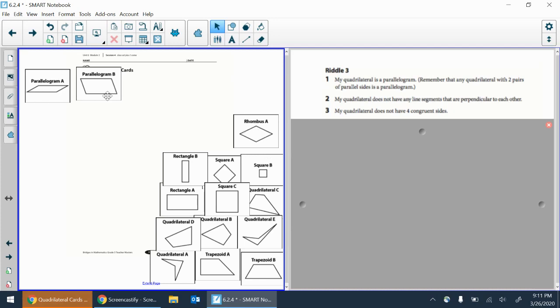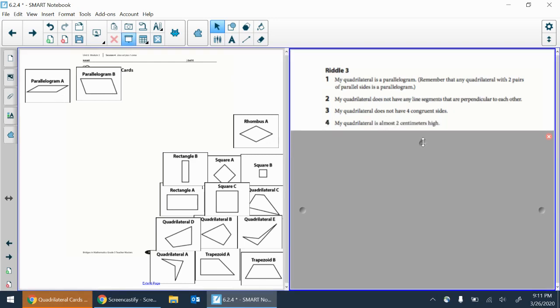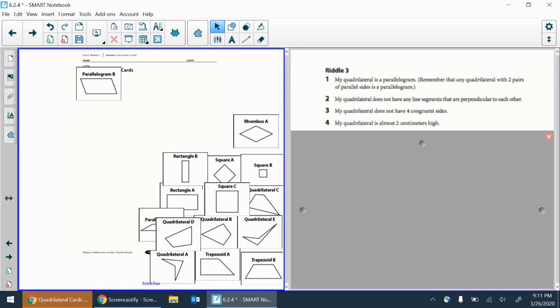I'm down to my 2 parallelograms. Let's see, which one am I thinking of? And this one is almost 2 centimeters high. This one is way smaller than 2 centimeters. So that leaves me with parallelogram B as the shape that I was thinking of.